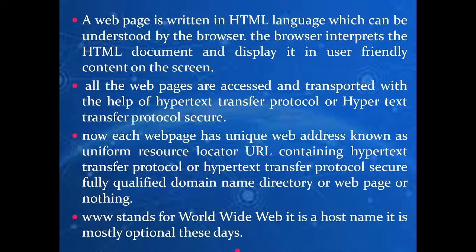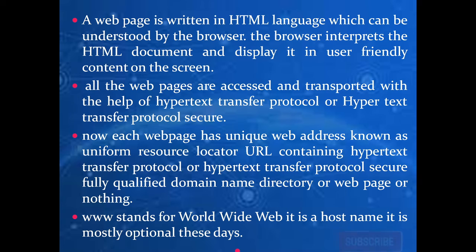Each page has a unique web address known as Uniform Resource Locator, containing Hypertext Transfer Protocol or Hypertext Transfer Protocol Secure, a fully qualified domain name, and a directory or web page, or nothing. So www stands for World Wide Web. It is a host name. It is mostly optional these days. What does it mean that it is mostly optional these days? We need not type www.google.co.in. If you type only google.co.in, then also you will get your web page.